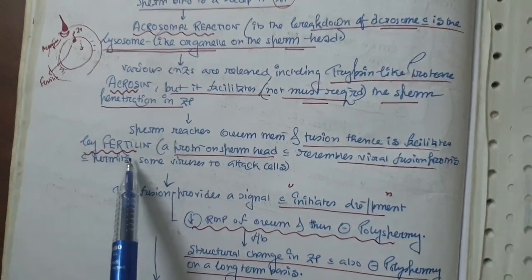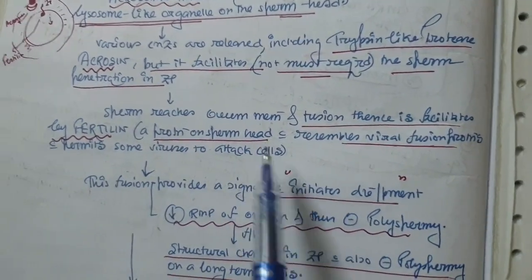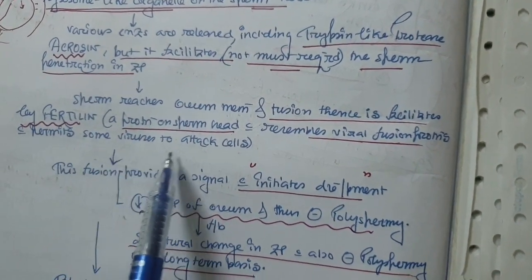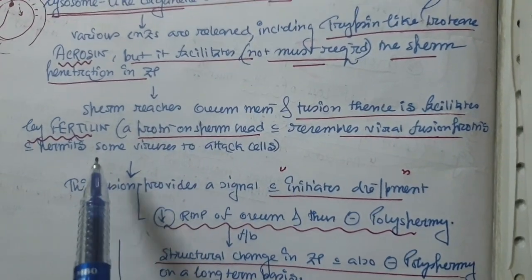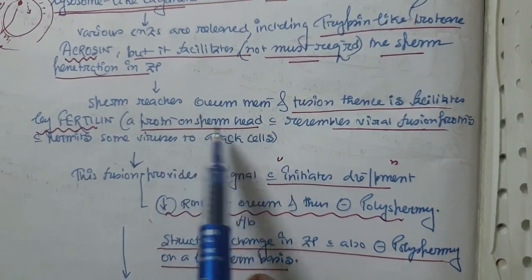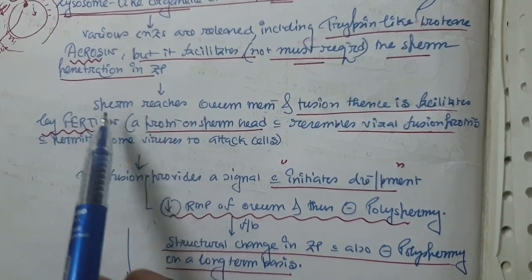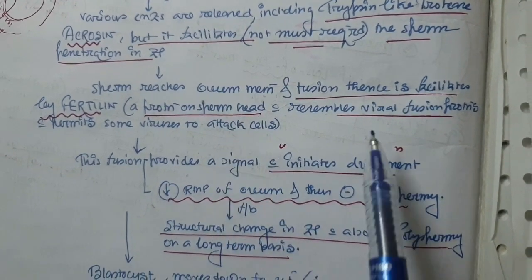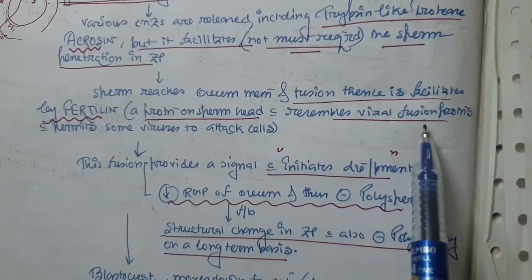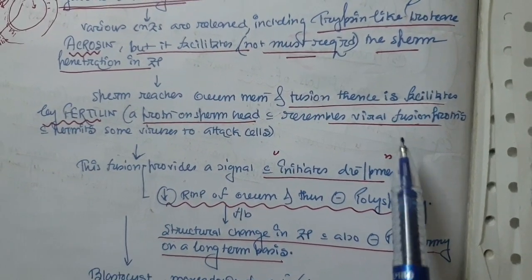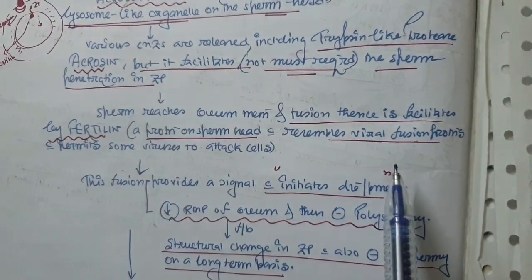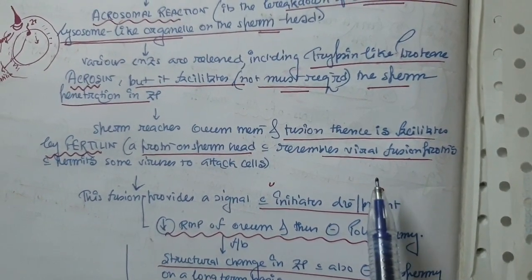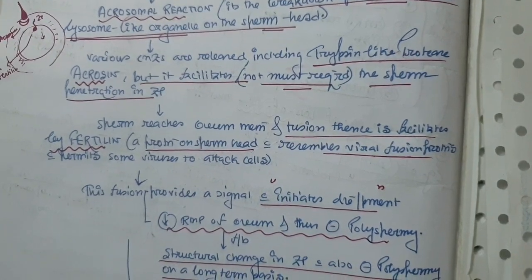by the protein fertilin. It is a protein on the sperm head which resembles the viral fusion proteins that permit some viruses to attack cells. That means this fusion of the ovum membrane and the sperm is enriched by the protein fertilin, a fusion protein situated on the sperm head, resembling a viral fusion protein. When a virus attacks our cells, it attaches to the host cell membrane by fusion proteins, and this has some resemblance to fertilin.